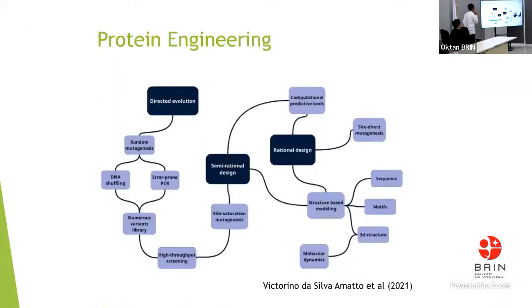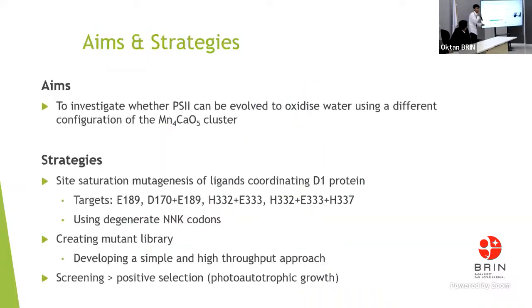And next slide, please. Okay, I'll skip this one because the first speaker already kindly explained the protein engineering. So the aim of the project is to investigate whether photosystem 2 can be evolved to oxidize water using a different configuration of the manganese cluster. So we want to try mutagenesis in the residues surrounding the manganese cluster of the D1 site to investigate whether it could still evolve oxygen or not.